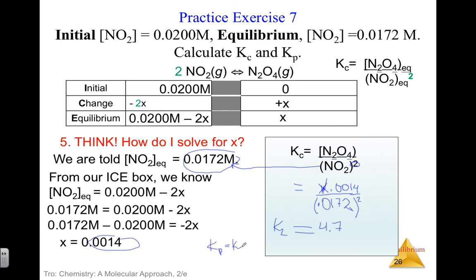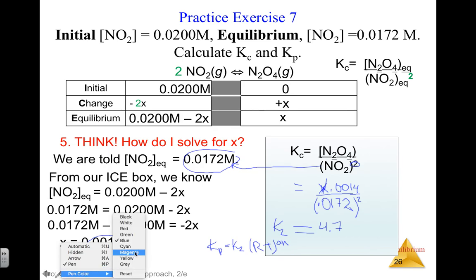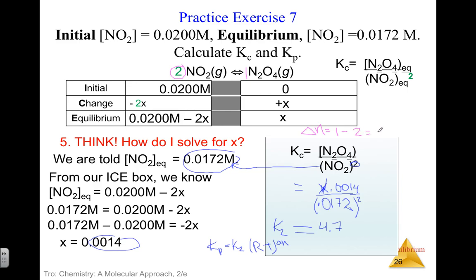Kc times RT, and we talked about this in lecture last time, on Wednesday I believe it was, where R is our gas constant, 0.08206, T is your temperature in Kelvin, to the delta n. So really the main tricky thing, what students sometimes forget, is what is delta n? Well, it's moles of gaseous products, which is 1, minus moles of gaseous reactants, which is 2, which equals -1.